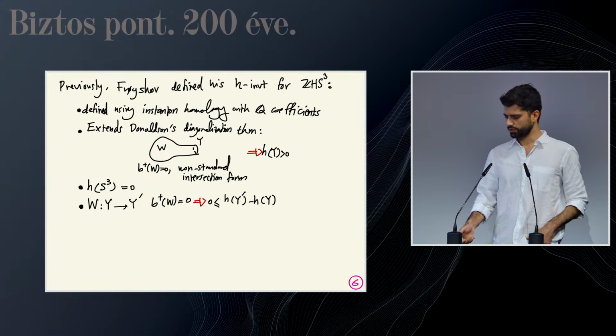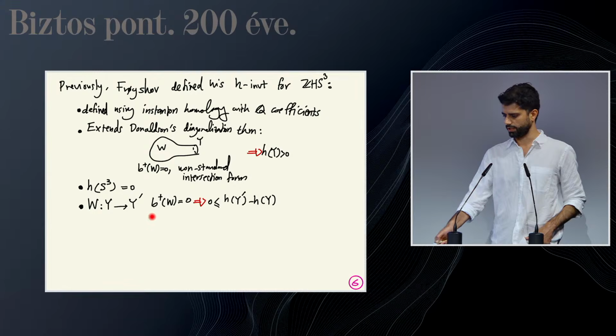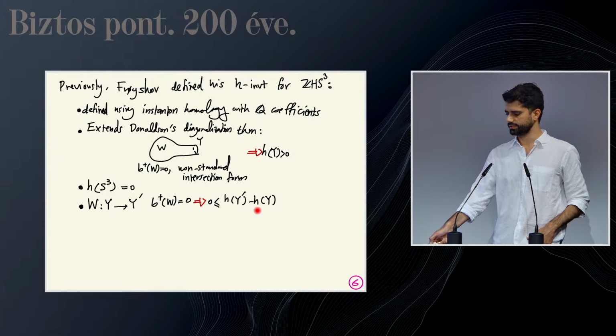So here you also have some sort of inequality, but an important assumption, like in Donaldson's theorem, is that b plus is equal to 0. So if you have a cobordism from Y to Y prime, with b plus equal to 0, then you can say that the h invariant of the outgoing end is at least as big as the h invariant of the incoming end.